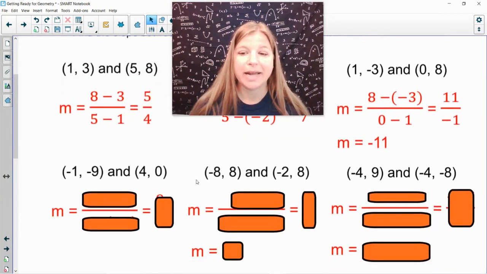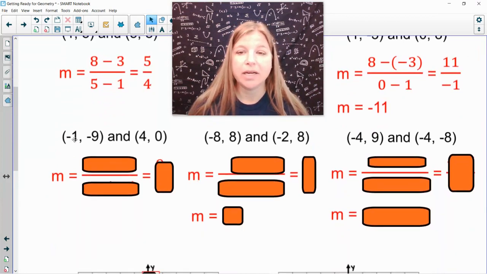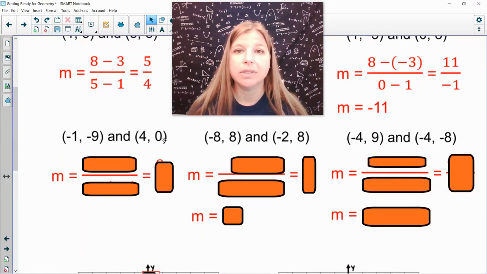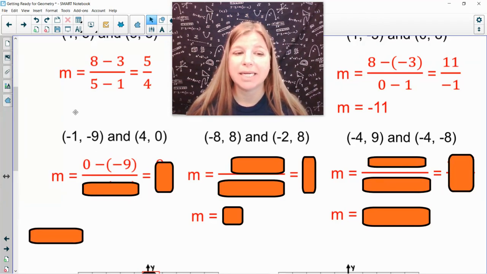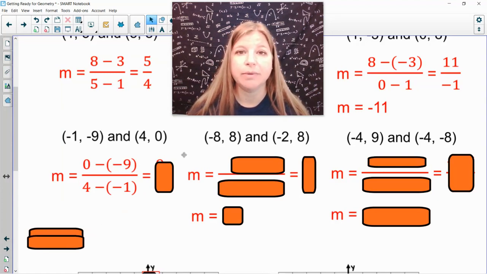Great. Next, (3, negative 1) and (negative 9, 4)... and the points (negative 9, 0) and (4, 0)... So again, I'm following my same pattern. I'm doing y sub 2 minus y sub 1. So 0 minus negative 9 divided by 4 minus negative 1. 0 minus negative 9 really means 0 plus 9, which is 9. 4 minus negative 1 really means 4 plus 1, which is 5.